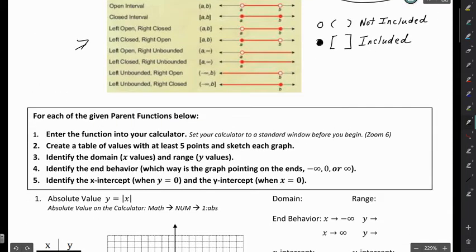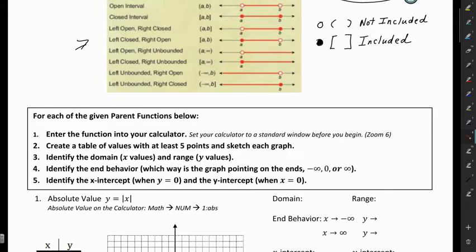We're going to be looking at a bunch of different parent functions, and for each parent function, just to get you familiar with them, we're going to graph them. It says enter the function into your calculator. We're going to create a table of values with at least 5 points, sketch the graph, identify the domain, which is all the x values, and the range, which is all the y values, the end behavior, and don't be intimidated by that terminology. That just means which number is the graph approaching.